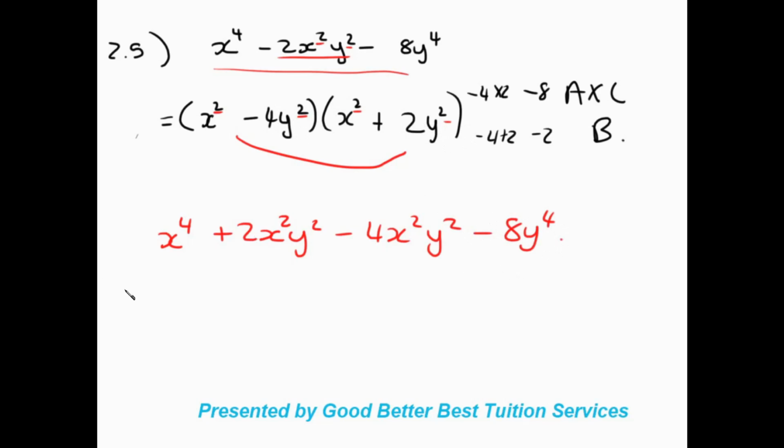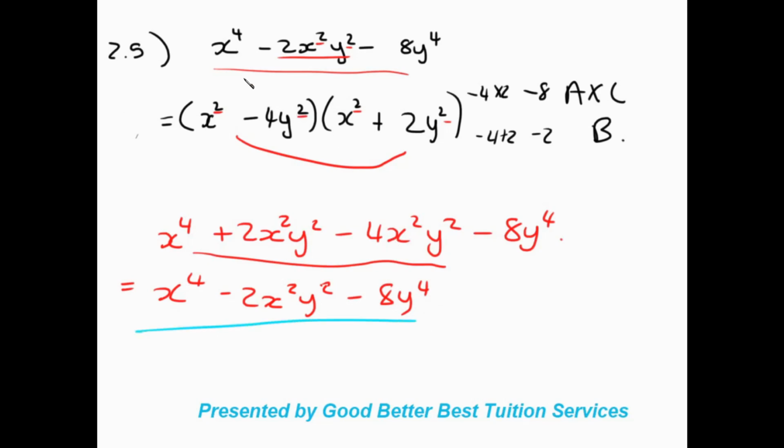So now it's all a means of simplifying now. I leave my x to the power of 4 as it is. So these are the like terms here in the middle. So 2 minus 4 is going to give me negative 2 x squared y squared, and then minus 8y to the power of 4. And as you can see, this answer over here at the bottom matches up with our expression at the top. Therefore, this answer over here that we've gotten for factorization is correct. Okay.